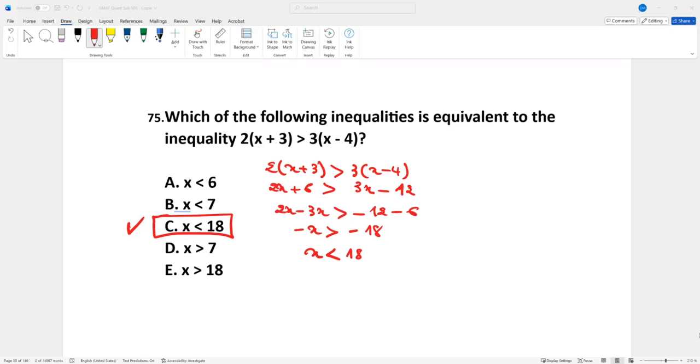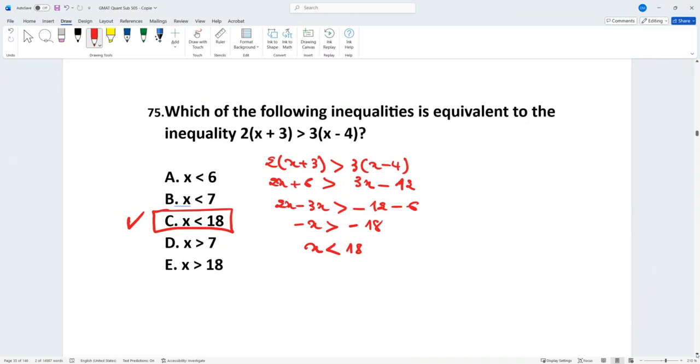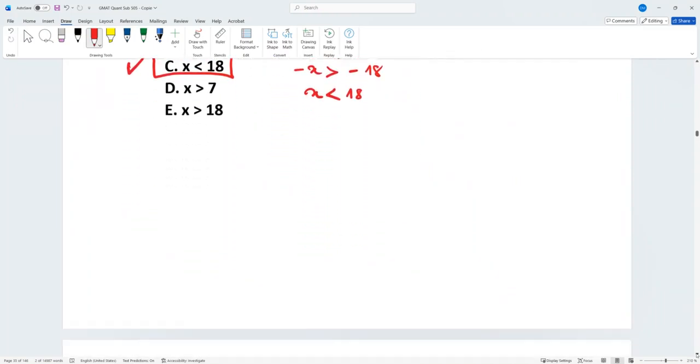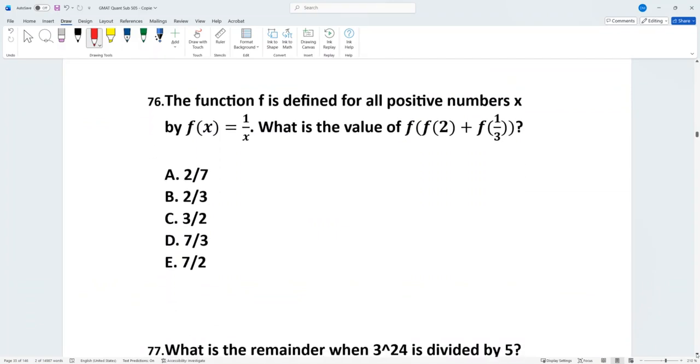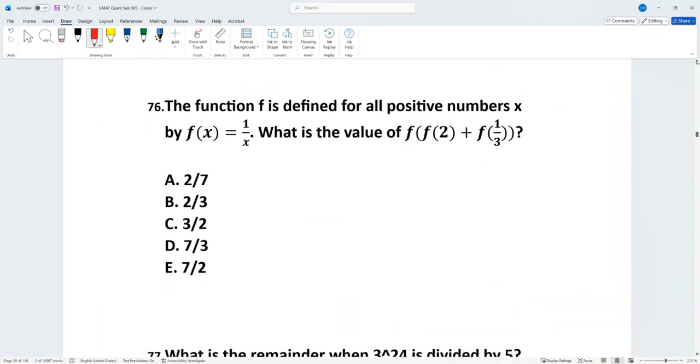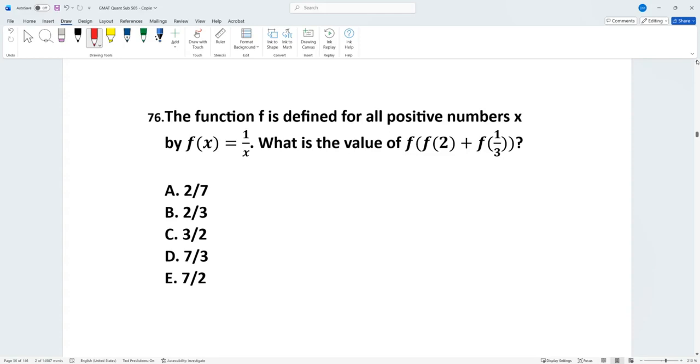Okay, the next question, which is question number 76. It says this: the function f is defined for all positive numbers x by f of x equals 1 over x. What is the value of f of (2 plus f of 1 over 3)?